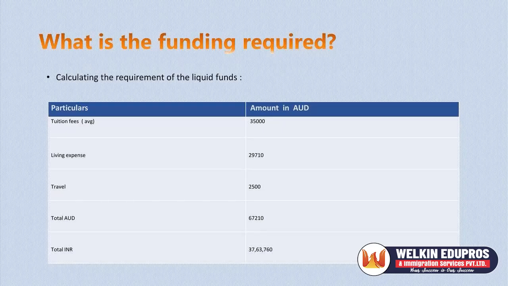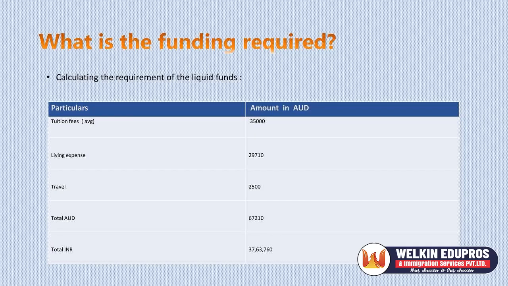Now, we come to the point, what is the funding required? These are the three factors which are considered when the show fund requirement is to be calculated. Average fee, let us consider, is 35,000 Australian dollar. When a student is applying to a Group of 8 university, it can be as high as 50,000 as well. Or if the student is applying to a private institute, it can be as low as 20,000 Australian dollar. On an average, I had considered 35,000 AUD.